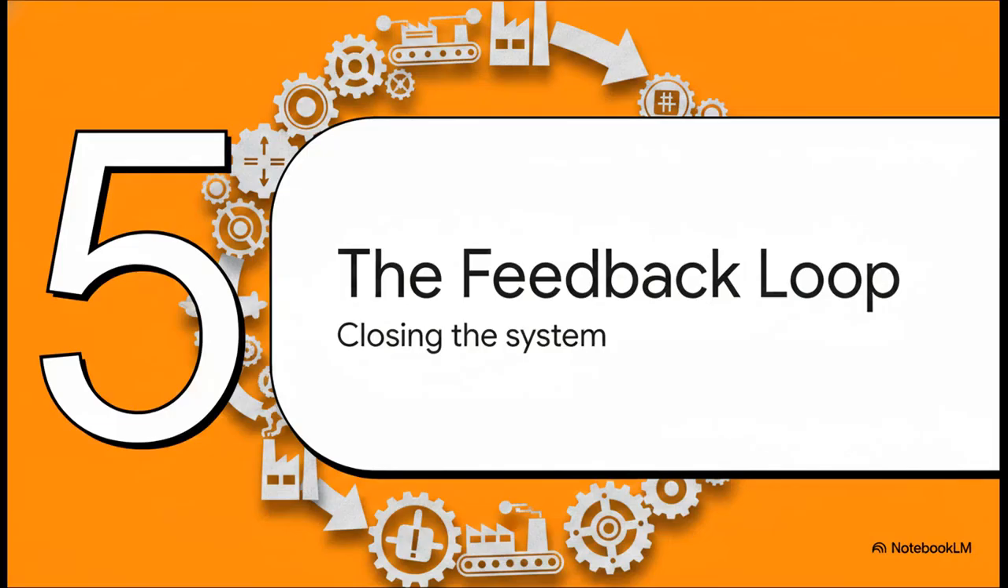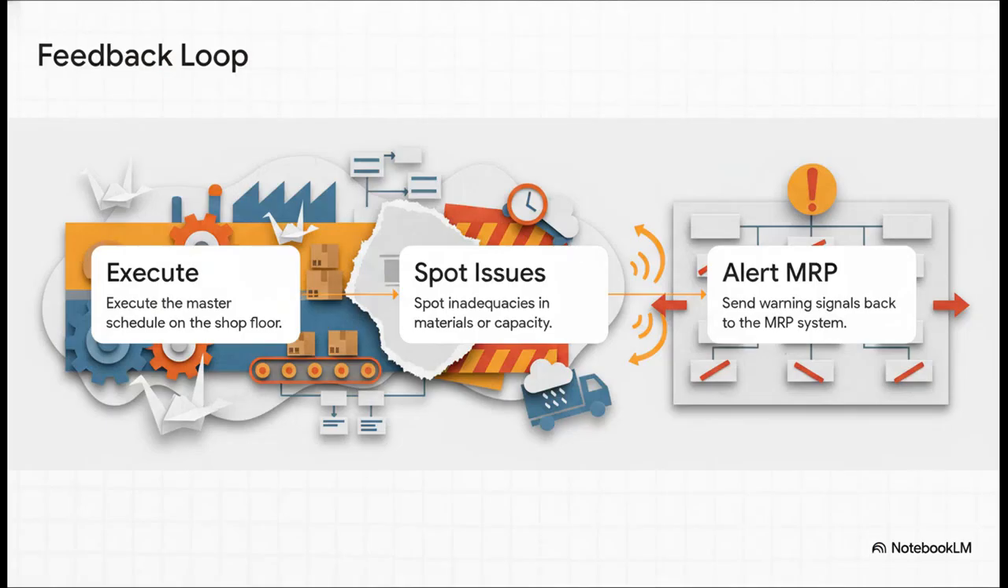So let's wrap this up with Section 5, closing the feedback loop. The crucial point we have to remember is that this beautifully linked system is not just static data. It operates in the real, sometimes messy world. Once the material plan is created, step 1 is executing that master schedule on the shop floor. But, stuff happens. Machines break down, suppliers run late, the usual headaches. That brings us to step 2, where shop floor control actually spots these inadequacies in materials or manufacturing capacity.